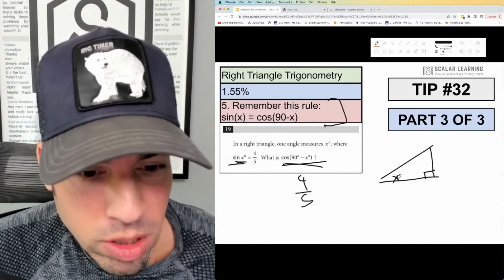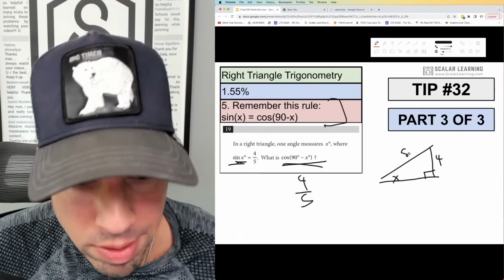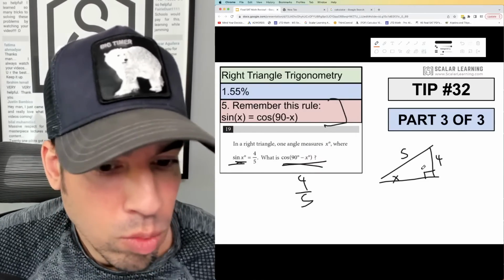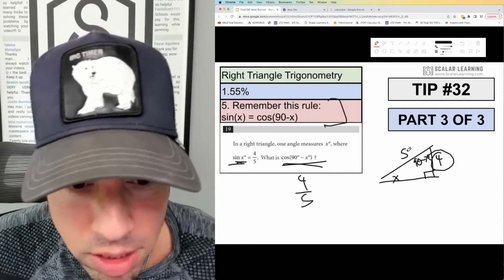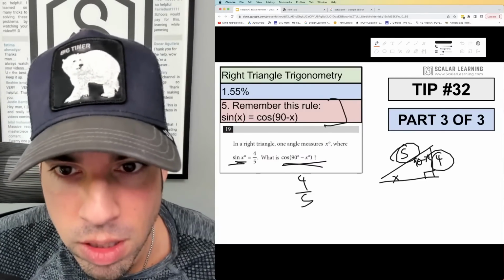Now, I did draw out a triangle because that's what I'm programmed to do, right? You can do it this way as well. Sine of x is 4/5, opposite over hypotenuse. What is cosine of 90 minus x? Here is 90 minus x. Cosine is adjacent over hypotenuse, also 4/5. Boom, done.